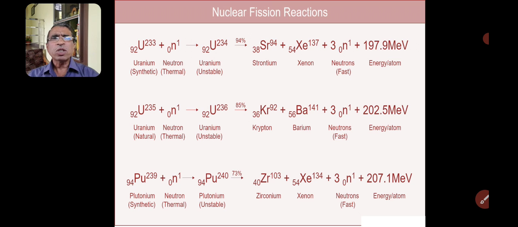If these reactions are controlled and the energy produced is used for peaceful purposes, that is the production of electricity. If this energy is uncontrolled, then that principle is used in the preparation of atom bombs.